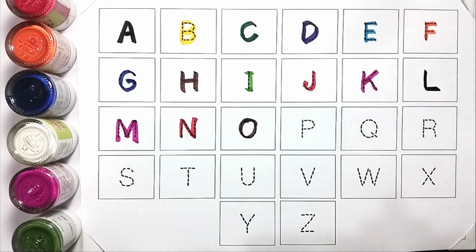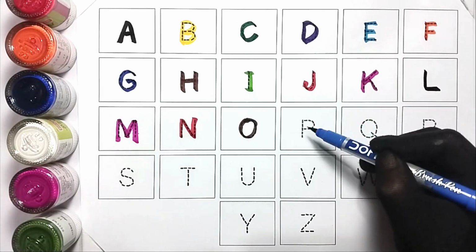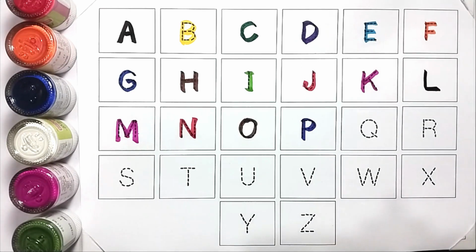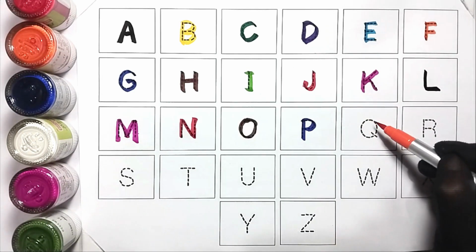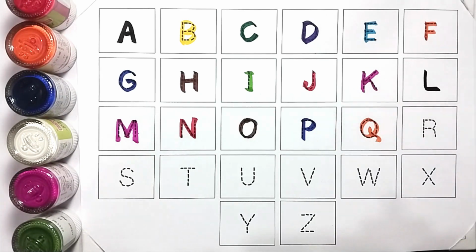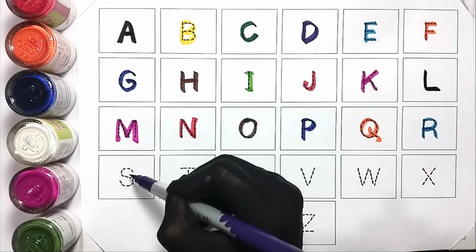O for orange. Blue color. P for pencil. Orange color. Q for queen. Sky blue color. R for rainbow. Purple color.